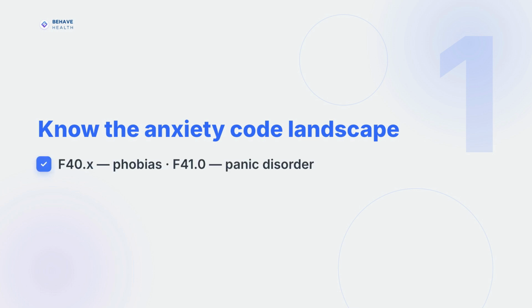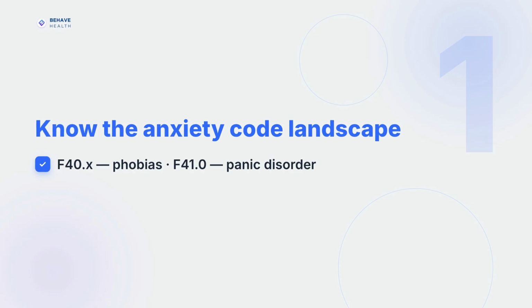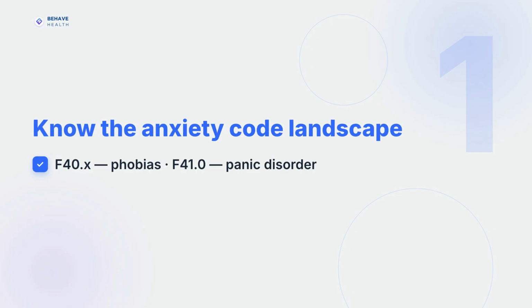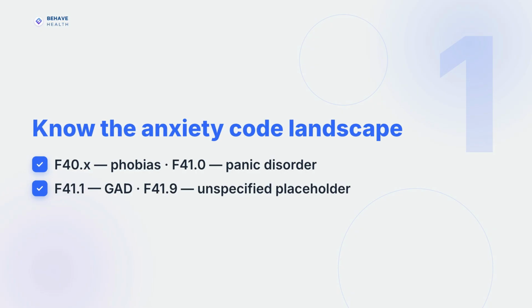F40 codes cover phobic anxiety, social phobia, agoraphobia. F41.0 is panic disorder, recurrent unexpected attacks. F41.1 is GAD, chronic worry for 6 or more months. F41.9 is unspecified, valid at intake, not a permanent code.